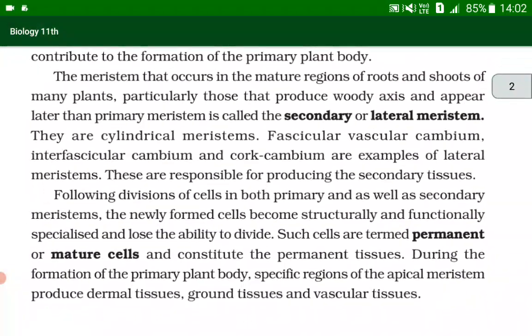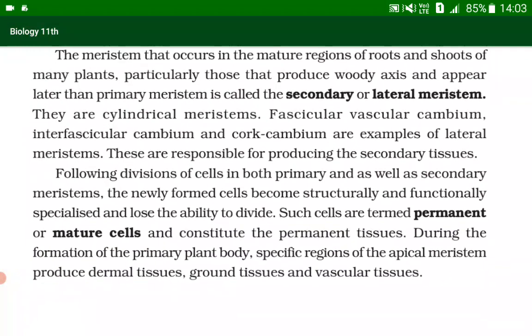The meristem that occurs in the mature region of the roots and the shoots of many plants, particularly those that produce woody axis, and appears later than the primary meristem, is called the secondary or lateral meristem. These are cylindrical meristems. Fascicular vascular cambium, interfascicular cambium and cork cambium are examples of the lateral meristems. These are responsible for producing the secondary tissues.